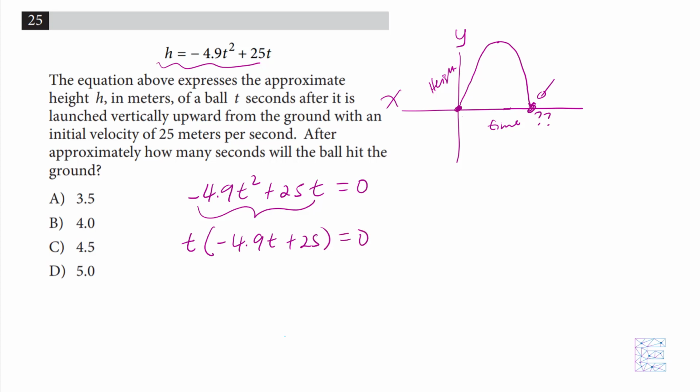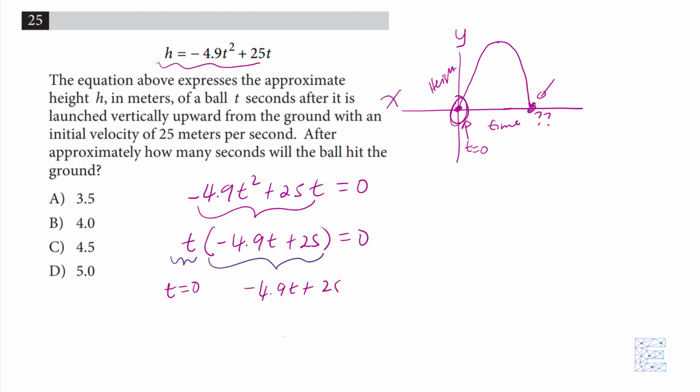And remember, now we have two factors. This is a factor, this is a second factor, and when you're solving, you set each of those factors equal to 0. So our first answer is t equals 0, but this is useless because we know at the beginning, that's when the time was 0. So that's not what we're looking for. We're looking for the other time when the ball comes back down and hits the ground.